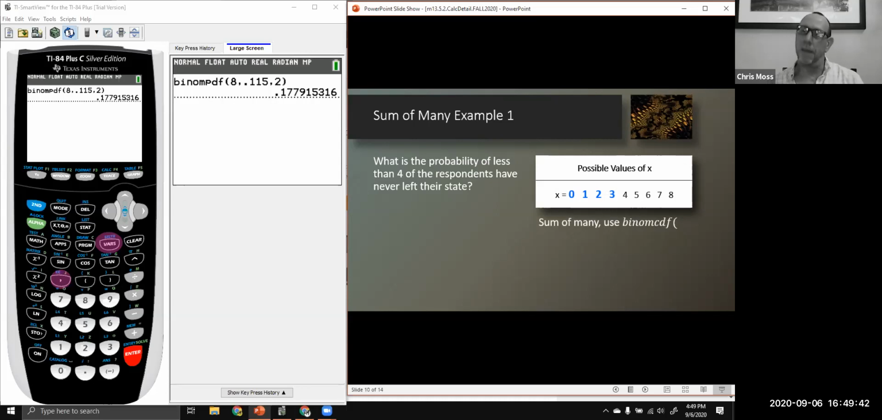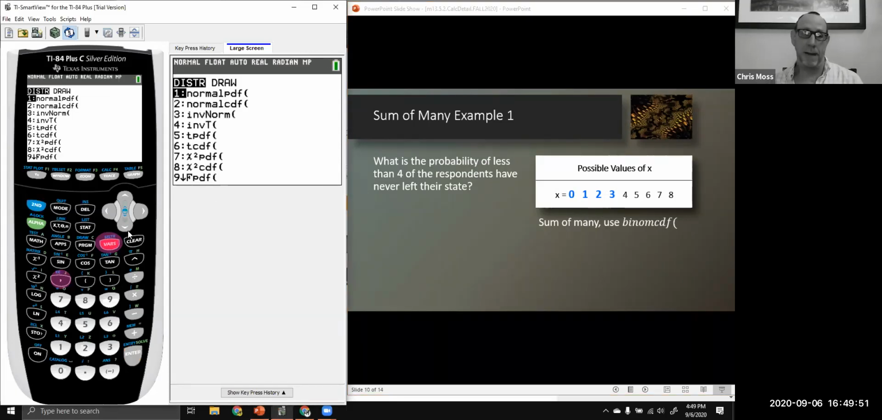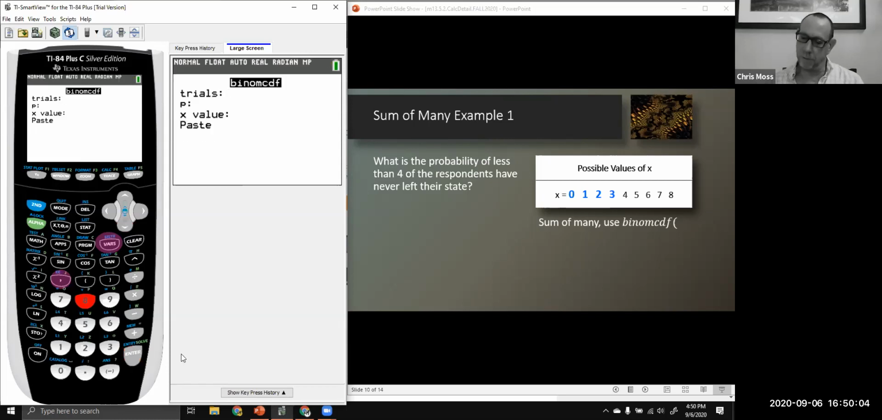I'll use that binomial cumulative distribution function. If I go over here to Mr. Calculator, call it the vars key or the distribution key more accurately, scroll down and down and down and down. There we go. Cumulative distribution. Pull them up. 8 goes in. 0.115 goes in, the value 3 goes in, and we'll paste this in.